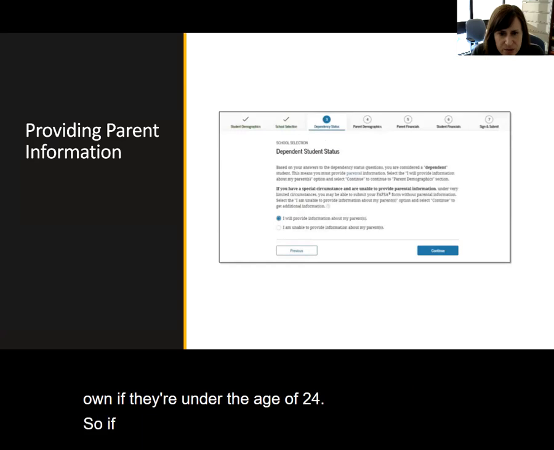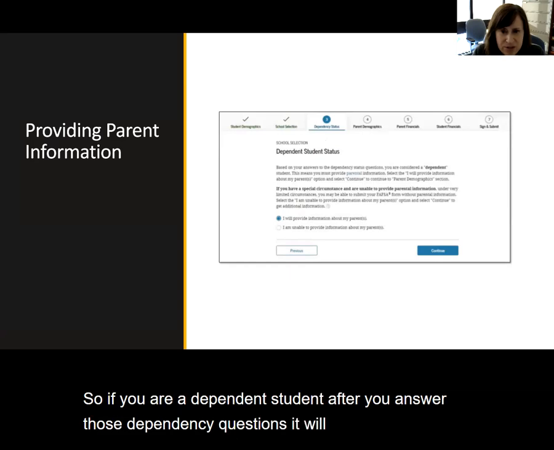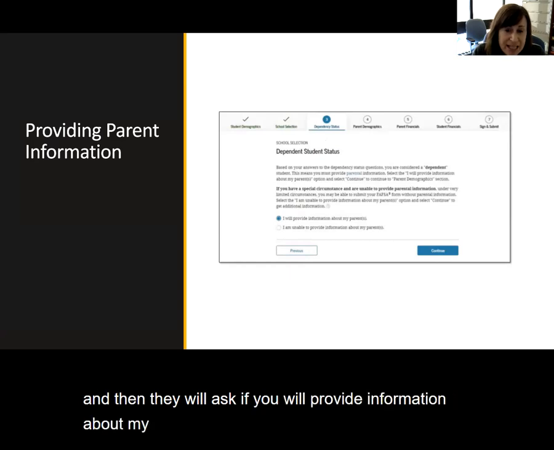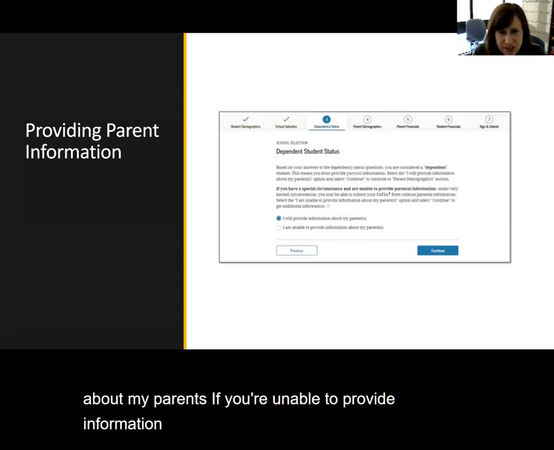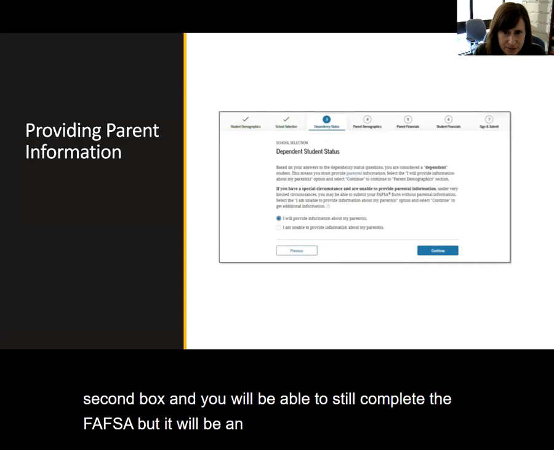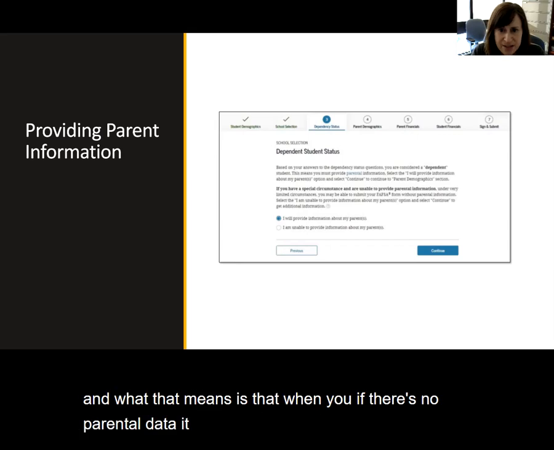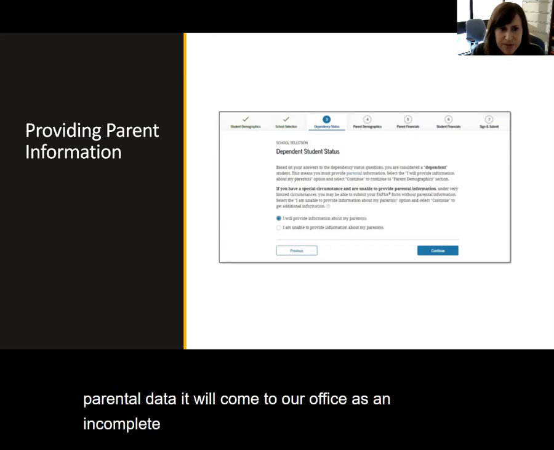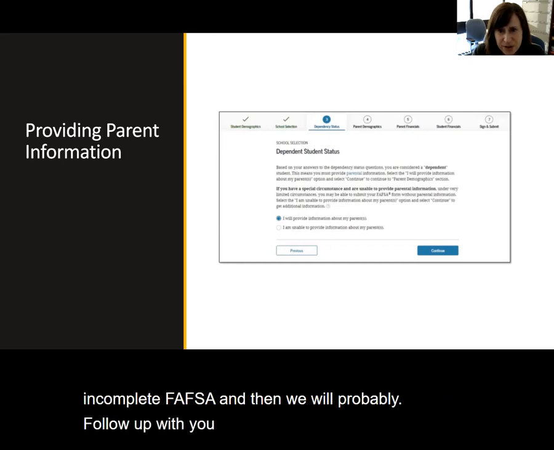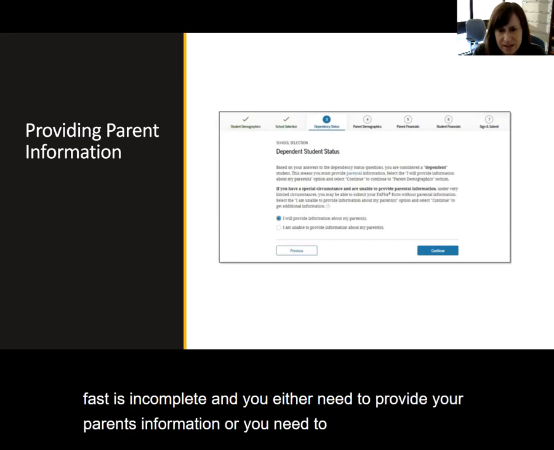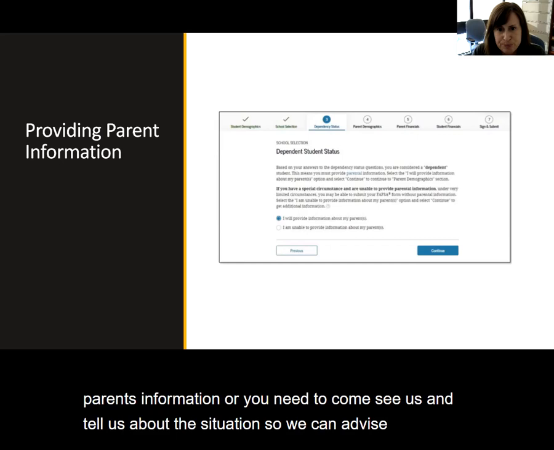So if you are a dependent student, after you answer those dependency questions, the FAFSA will tell you that you're likely a dependent student, and then they will ask if you will provide information about your parents. If you're unable to provide information about your parents, you can click the second box and you will be able to still complete the FAFSA, but it will be an incomplete version of the form. And what that means is that when you submit it, if there's no parental data, it will come to our office as an incomplete FAFSA, and then we will probably follow up with you by email to let you know that your FAFSA is incomplete. And you either need to provide your parents' information or you need to come see us and tell us about the situation so we can advise you about what to do.